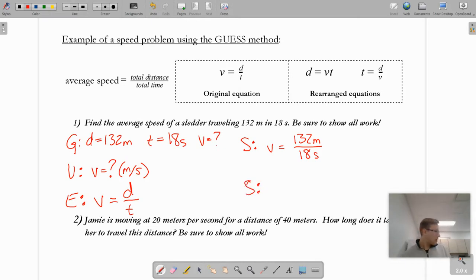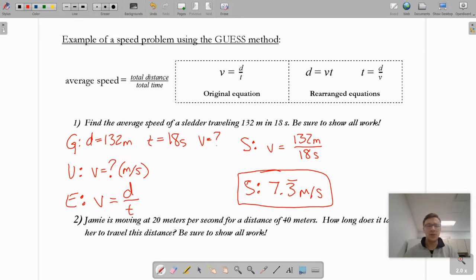And I'm going to go ahead and grab my calculator, which I misplaced, and put this in. So we put in 132 divided by 18, and that gives us 7.33, or 3 repeating. So that means that our answer here is 7.3 repeating meters per second. Okay, so that's the average speed of the sledder. And then I always like it if you guys box in your answer for me there. Okay, so there's your very first example.